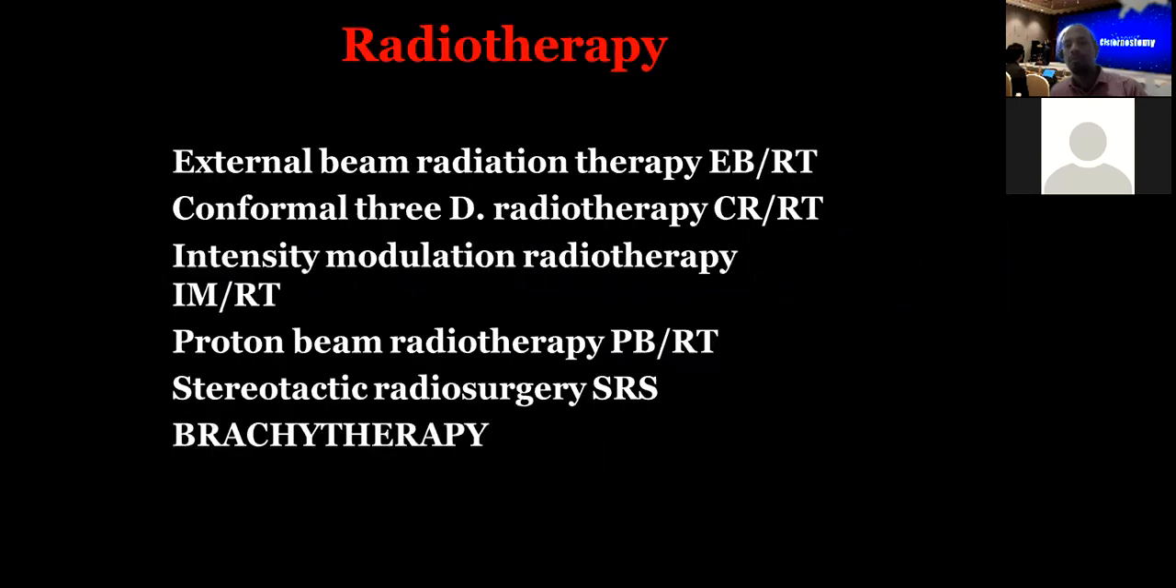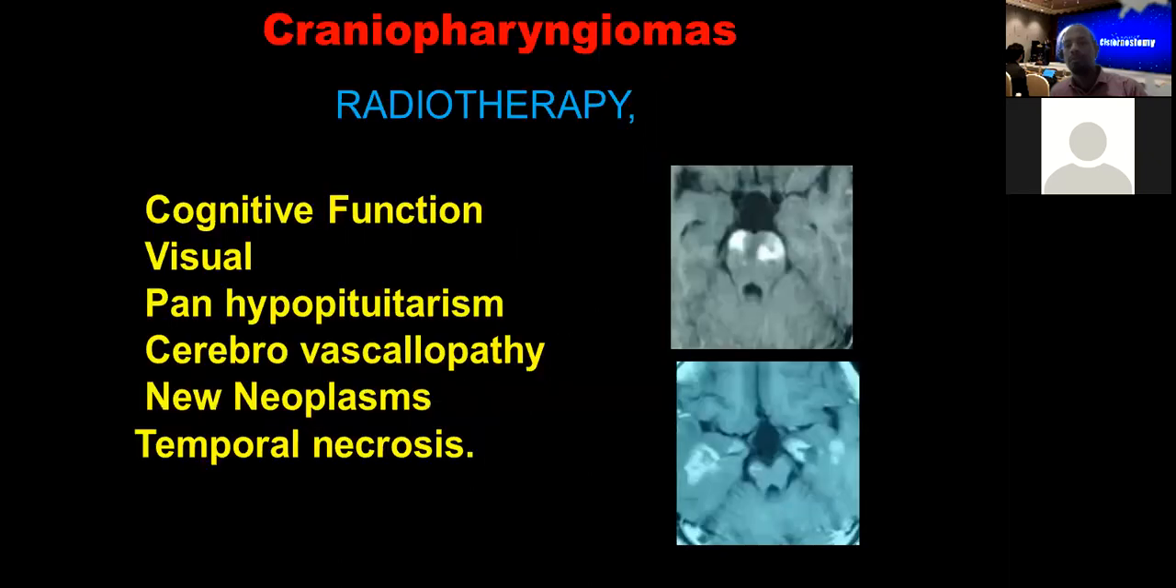What about radiotherapy? So many forms of radiotherapy, but the mainstay is surgery. And then, if you cannot do surgery, then you can go for radiation, whether it is external beam, conformal beam, intensity modulation, proton beam radiotherapy, stereotactic, or brachytherapy. But remember, most of these people are children. If you give them radiation, you will damage their brains, cognitive functions, etc.